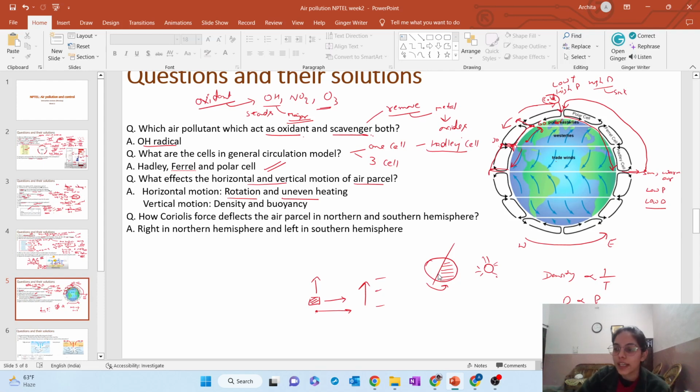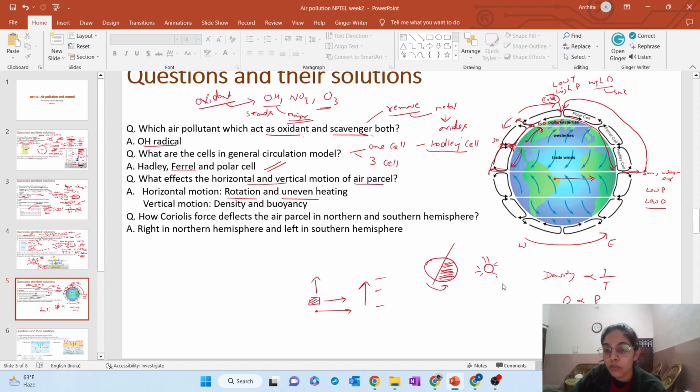Horizontal motion, let's say on this plane, if I say air is moving from Africa, sorry, from South America to Africa, that is horizontal motion. So this horizontal motion is affected by the rotation, how the earth is moving on its axis, and which region of earth is more exposed toward sunlight. Why? Because the sun leads to warming.